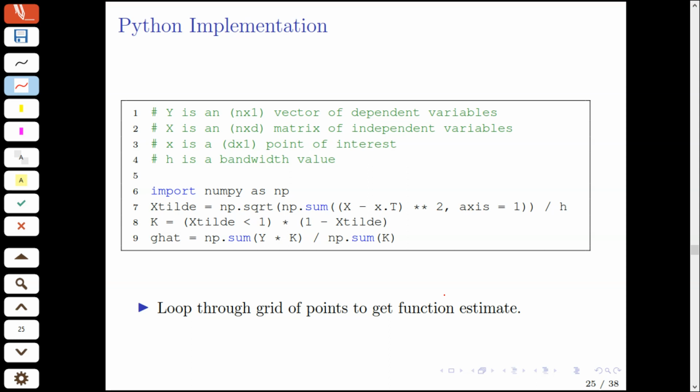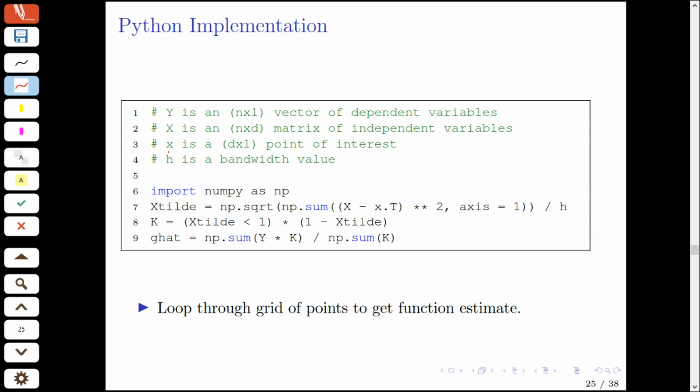So here I've provided a very basic code snippet to be used for a Python implementation. I suppose that we've already read in data on an outcome y, as well as a possibly vector or possibly matrix of regression or conditioning variables. So this x here could be n by d. Suppose that we've also already specified a point of interest, which here is just denoted by lowercase x, as well as a bandwidth value that we'll get back to later on.